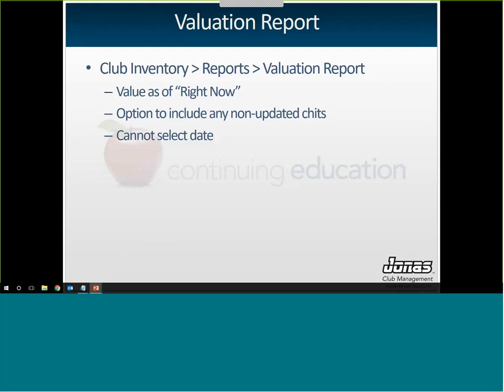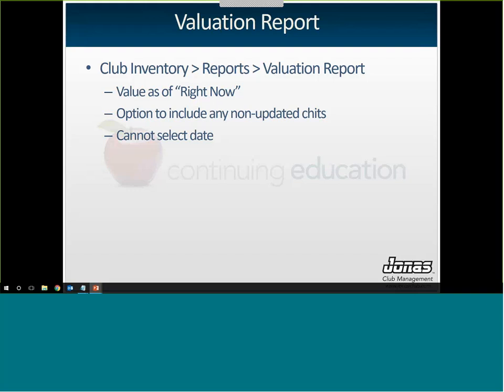And then also, if you don't want to run a count, but you do need your inventory number, so a real valuation of what you have on hand, there is a report. It's located under Club Inventory Reports, Valuation Report. This gives you the value as of right now. So this is not historical. If you're looking for historical information, it's recommended that you store the valuation report. And there is an option to include non-updated chits.